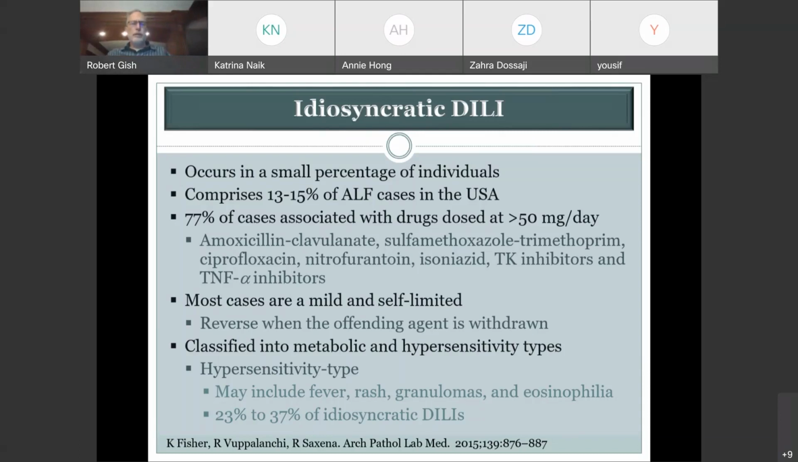or related compounds. If the patient has fever plus rash, granulomas plus eosinophilia, that's when you're going to be thinking about intervening with immunosuppression, steroids specifically.